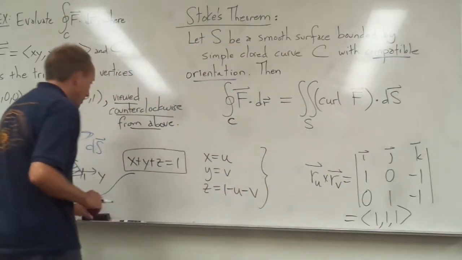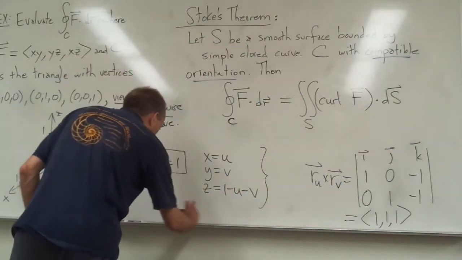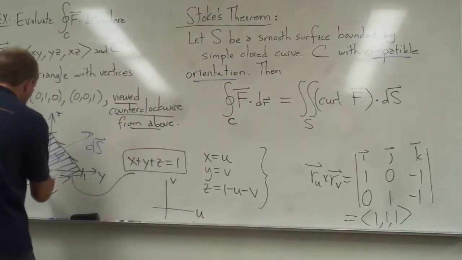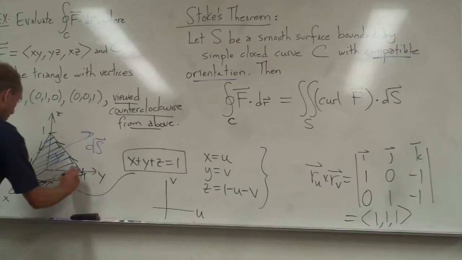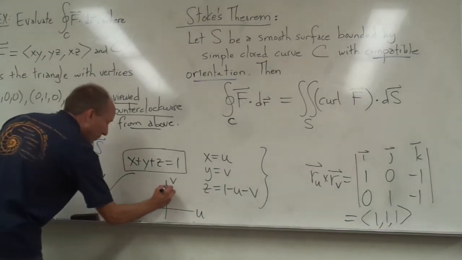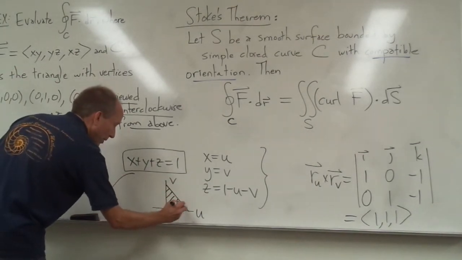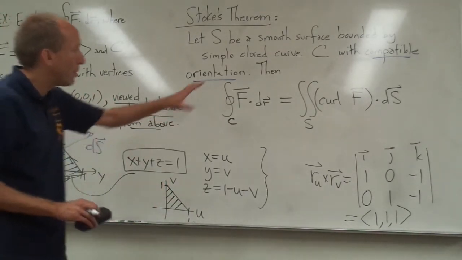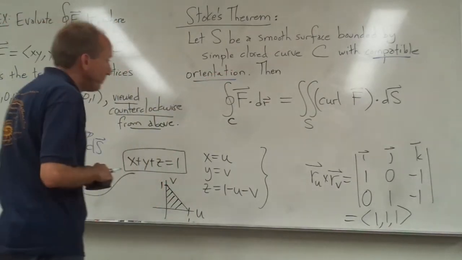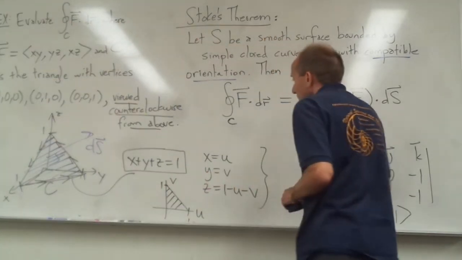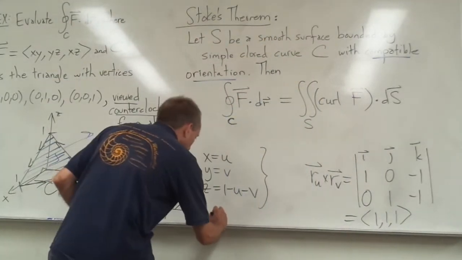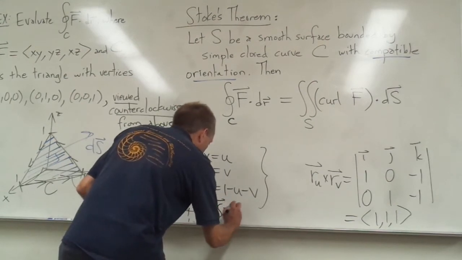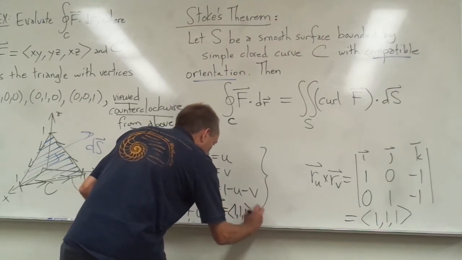Oh, and just so we know the parameter domain here: x and y are the same as u and v. If we just look here in the xy plane, we just have this triangle right here. It goes through 1 and 1. We're going to need that when we set up our integration. Let me just save my notes here. So the dS vector is (1, 1, 1) dA.